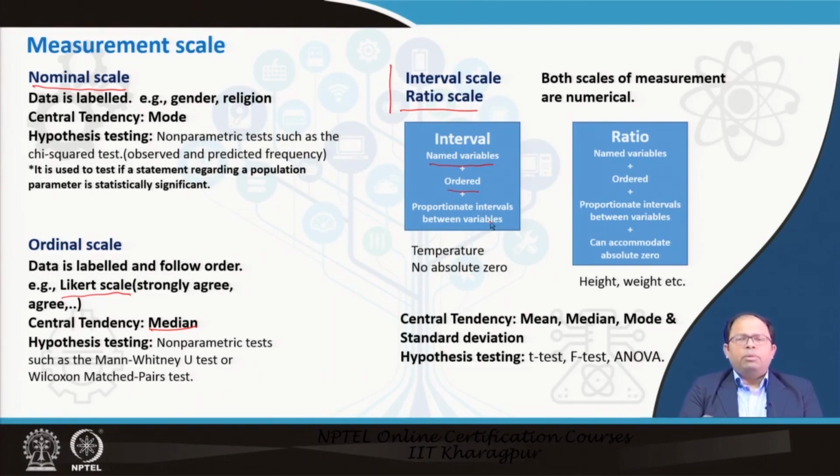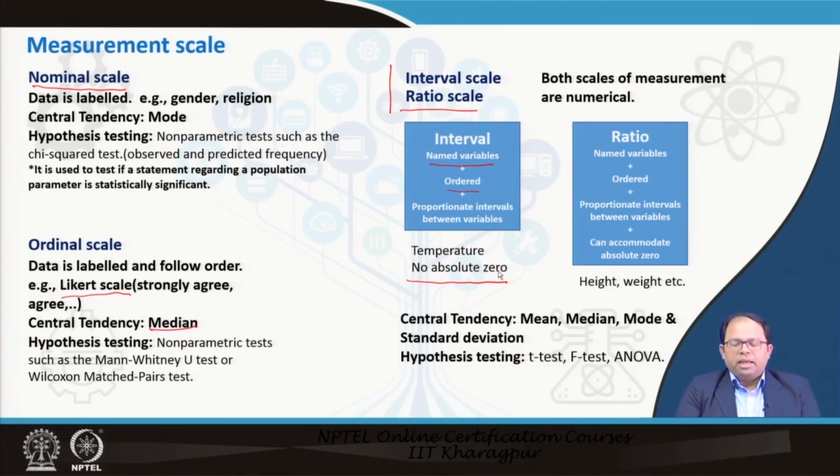But an even better example is temperature. If I say a 1 degree increase in temperature, then it's a proportionate increase. That means from 0 to 1 and 1 to 2 is basically the same increase. So the interval between each value is maintained. And there is another thing, that is there is no absolute 0. Even in temperature, if I say 0 degree, it's relative. So there is no absolute 0 in this particular scale.